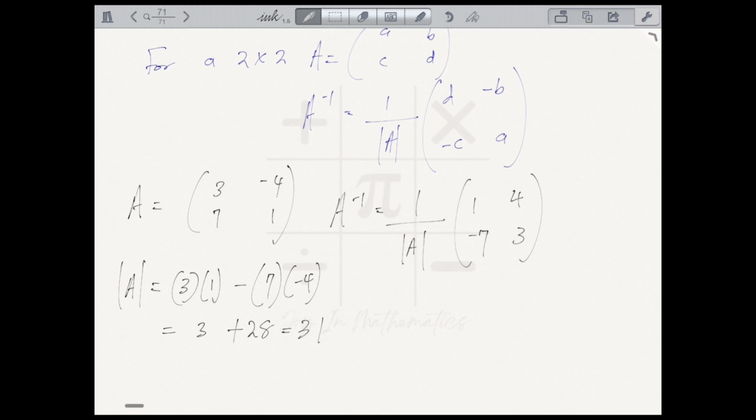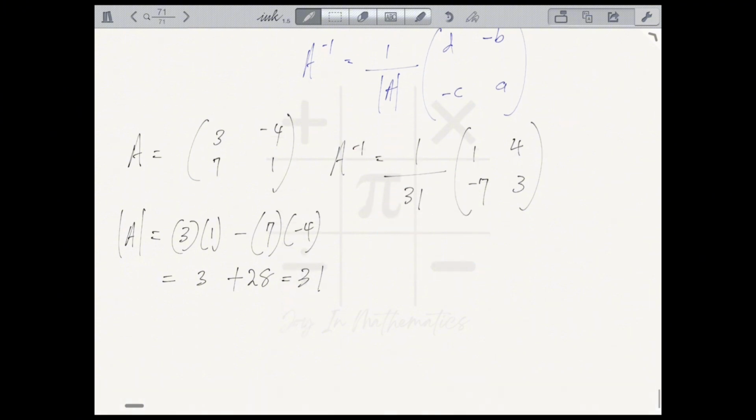Now we have evaluated the determinant to be 31. It is not equal to 0, so it's possible for us to evaluate the inverse. So that means this is divided by 31. So we know that if A is equal to 3, minus 4, 7, and 1, definitely the inverse is equal to 1 over 31 into 1, 4, minus 7, and 3.